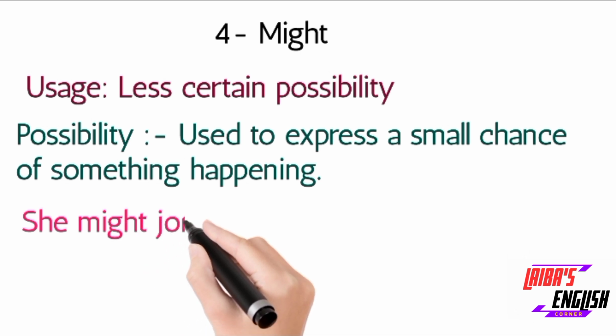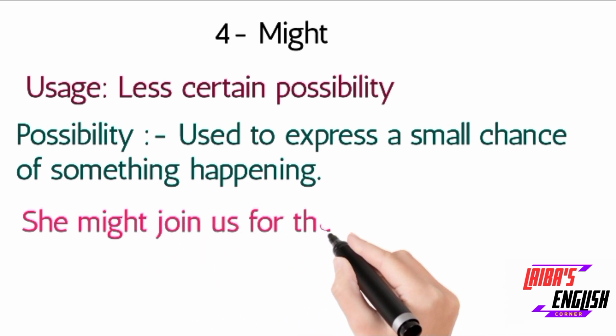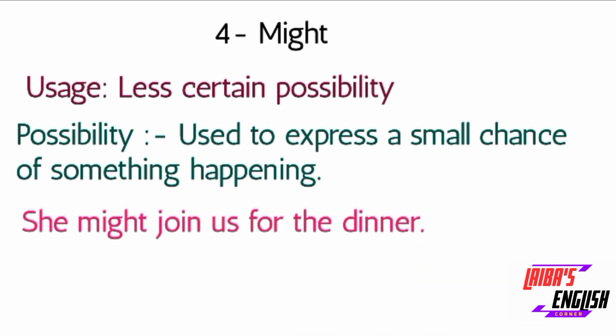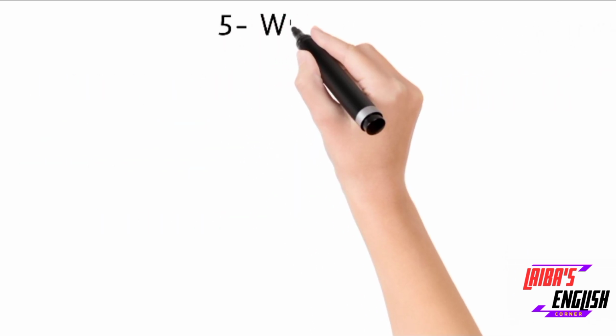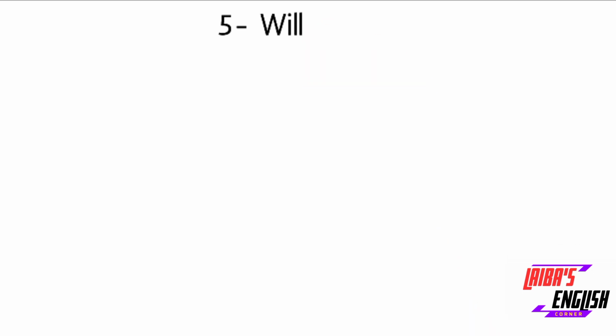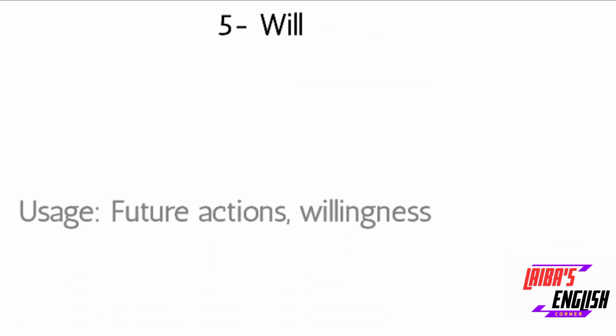For example, it might rain tomorrow or it might rain today. So here there is less possibility. Another example, she might join us for dinner. So there is less possibility of her joining, but there is a certain possibility that she can join. So here we are done with our fourth modal verb, which is might. Fifth modal verb is will.